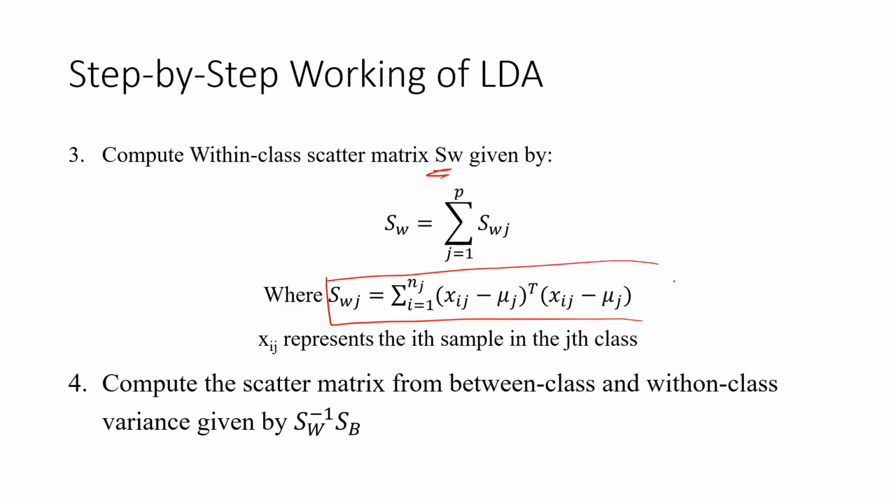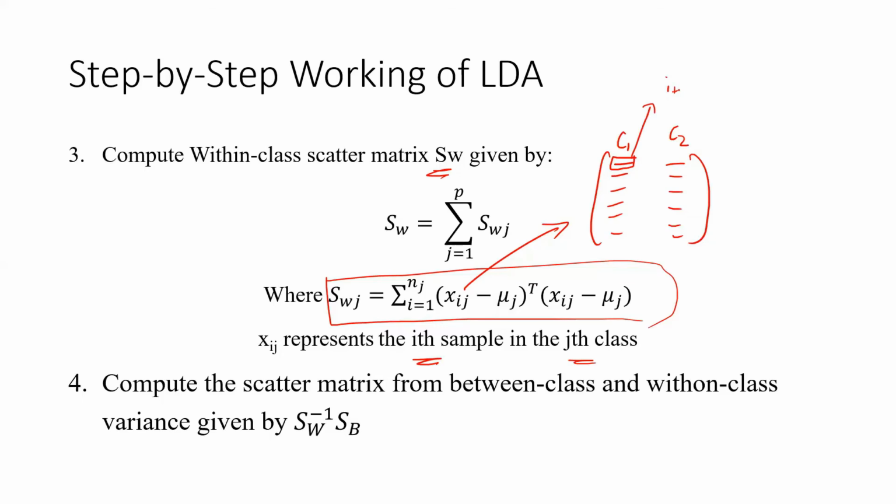In this you will be wondering what this Xij is. Xij here represents the ith sample in the jth class. Let's say this was the data, these are the 6 values. This is class 1, this is class 2, and within class 1, this is the first element. So this is the ith value, meaning the first value of class 1. So j is my class and i is the location of that row.